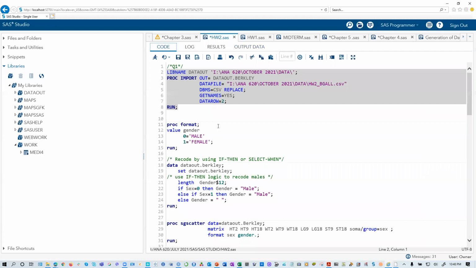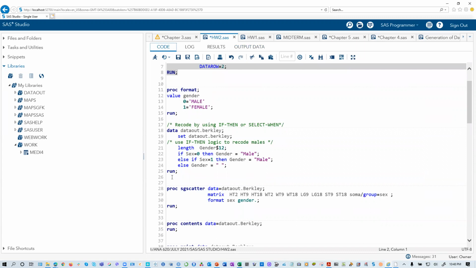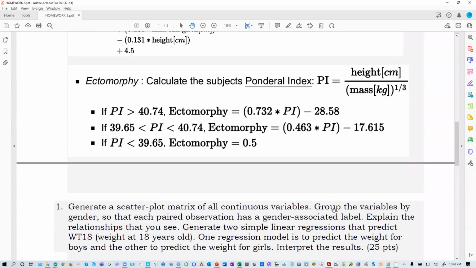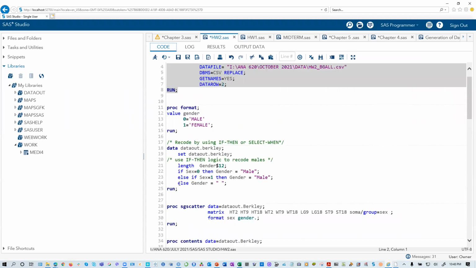Look at what we're gonna do. We need the scatter plot. Before we come to the scatter plot, I'm gonna change this one. Okay, so let's go ahead and read this one. Let's group the variable by gender, so that each paired observation has a gender label. You're gonna group them. How do you group them?